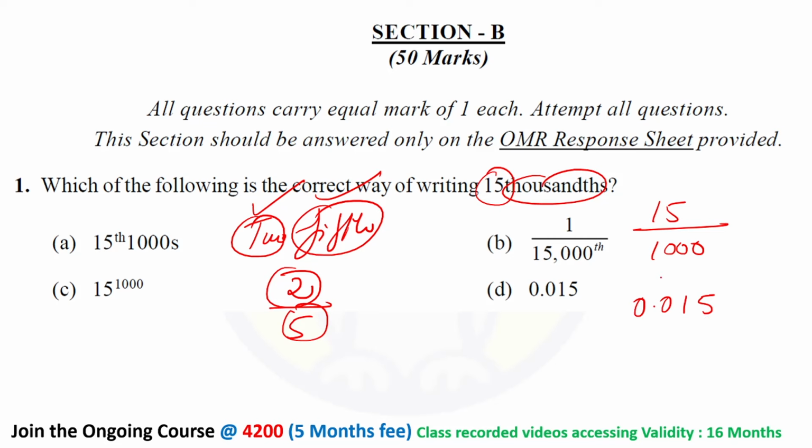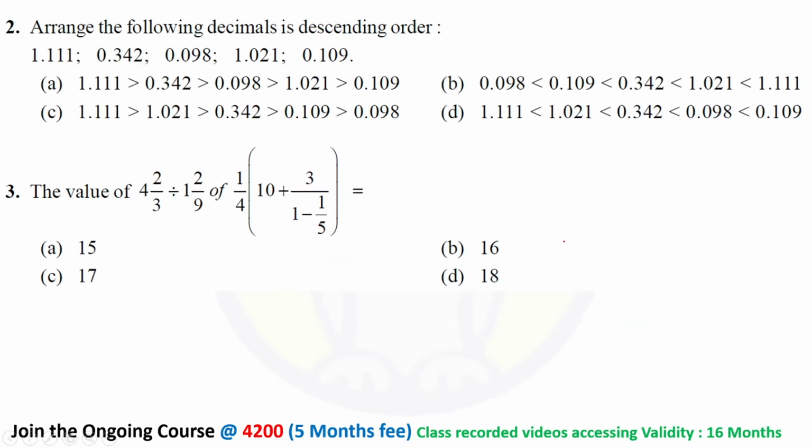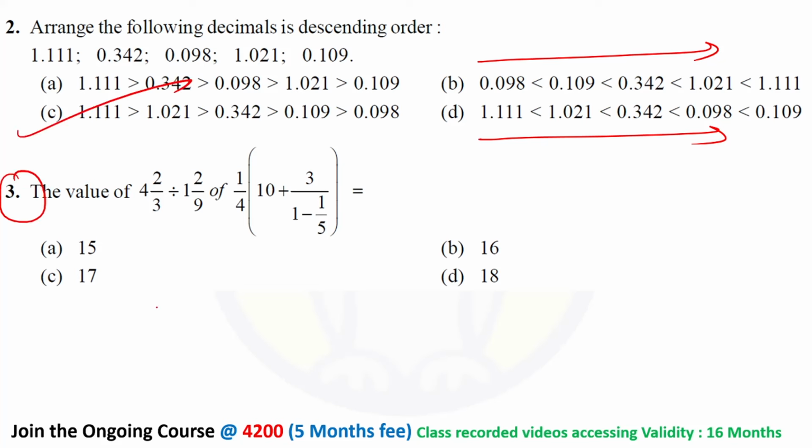So D is the correct answer. Question number 2: arrange the following decimals in decreasing order. B and D are increasing order, so they cannot be the answer. A and C remain, and we eliminate A. 1.111 is larger than 0.342, so C is the correct answer.